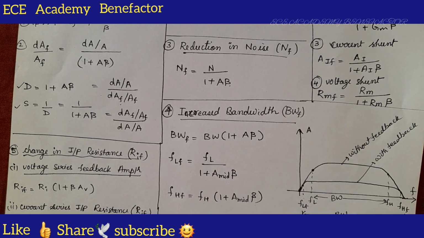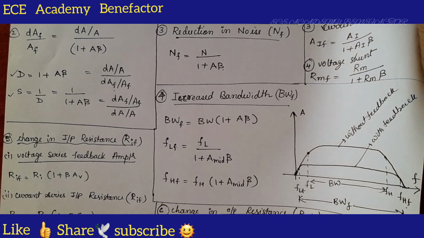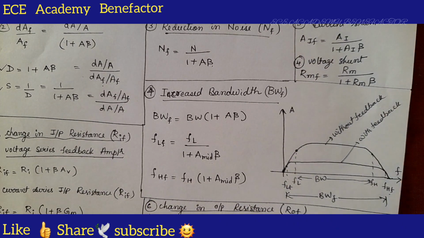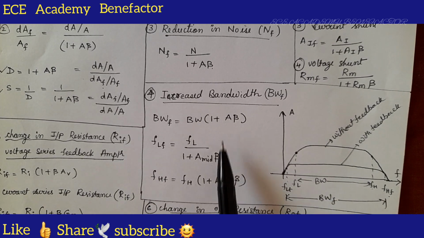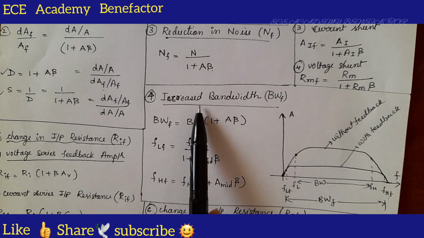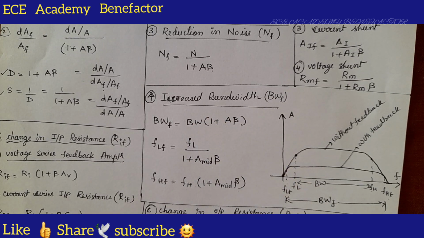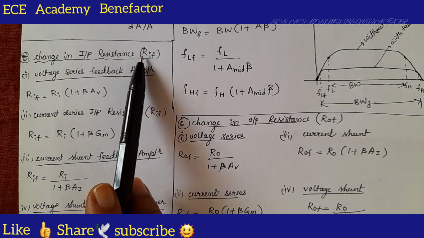So in this way you can see how FLF is reduced and FHF is increased, and so how the bandwidth with feedback is increased. So these are the few important equations to remember under the topic increased bandwidth. The next topic is change in input resistance, that is RIF.